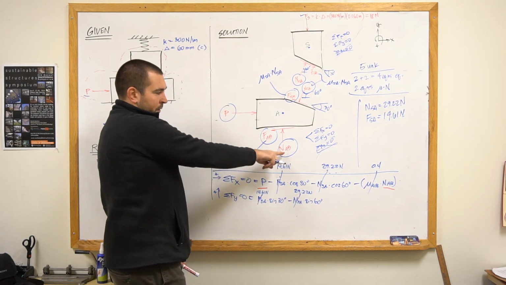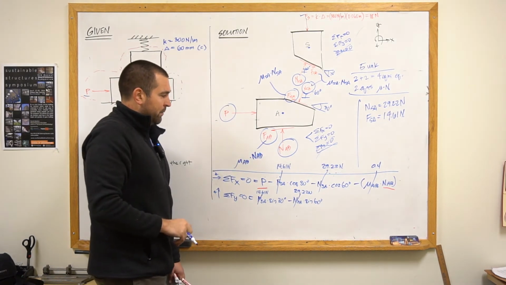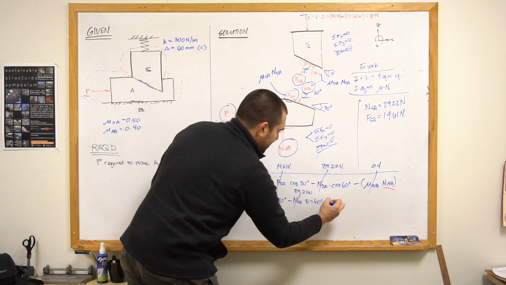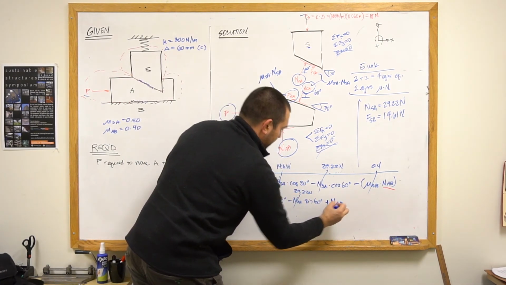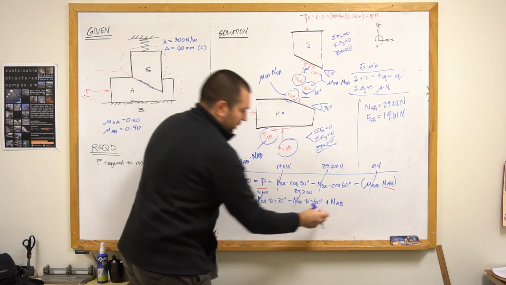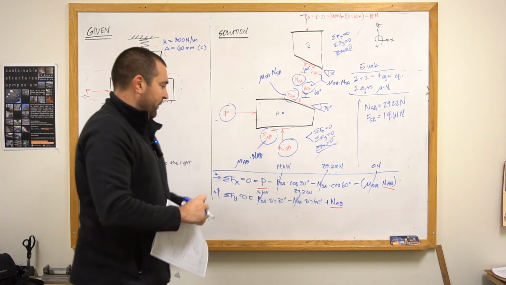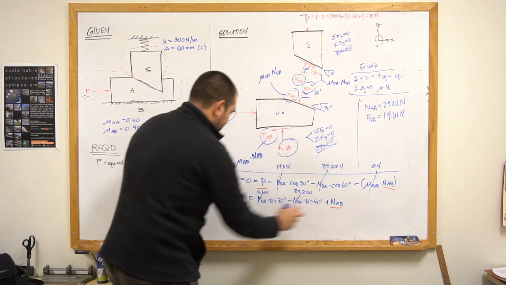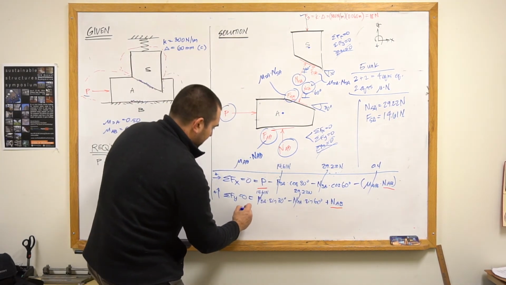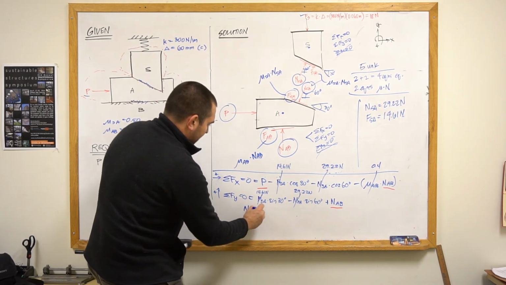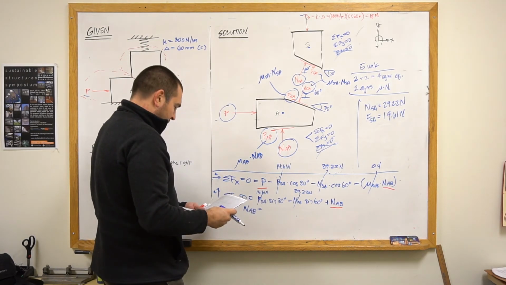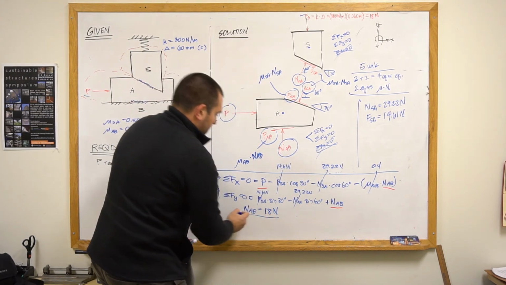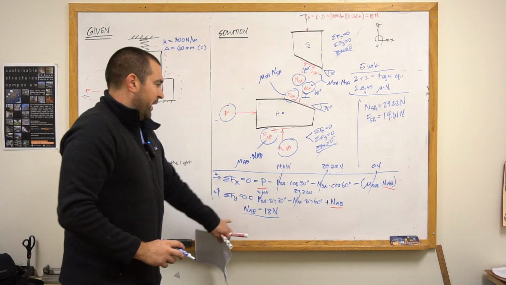And then the only other value that I have here is NAB, and NAB is going upwards, so plus NAB. Now, I should have started with this one first, but it's fine that I didn't, because in this equation, the only unknown that I have is NAB. And this tells me, if I do my algebra, NAB is equal to 18 newtons. So NAB is equal to 18 newtons.